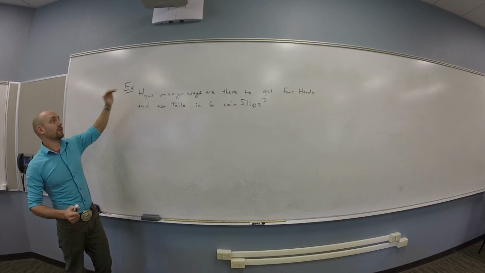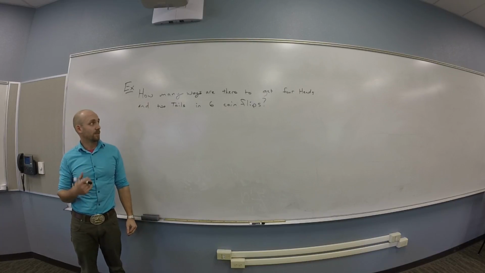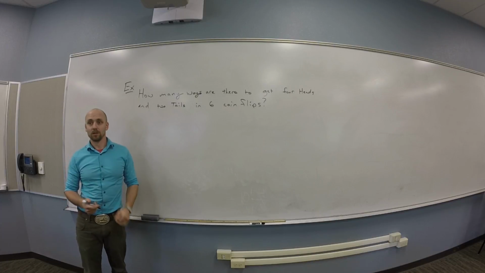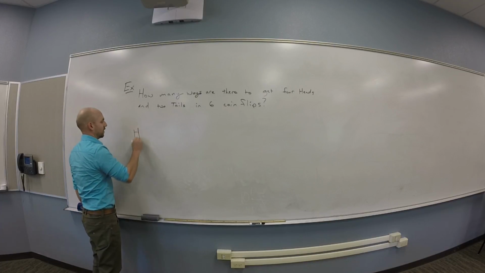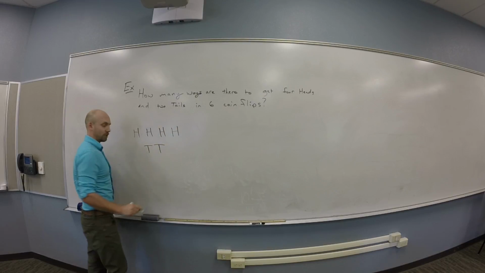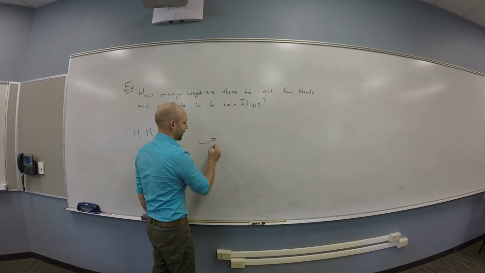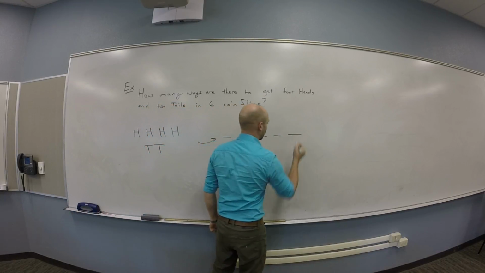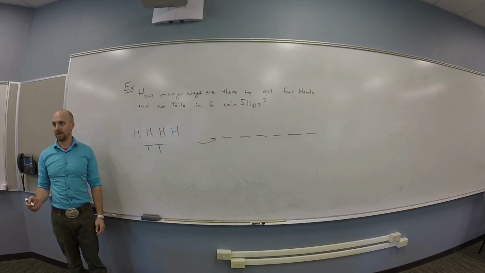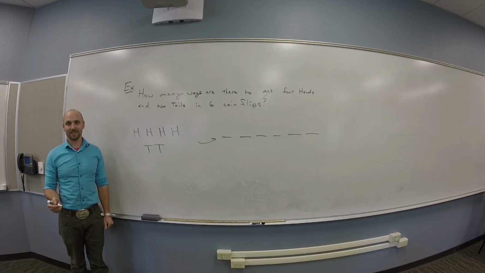So the example I want to do is, how many ways are there to get 4 heads and 2 tails in 6 coin flips? Let's go with that. So I have 4 H's and 2 T's, right? And I want to take these and put them into 6 slots. How many ways are there to do this?